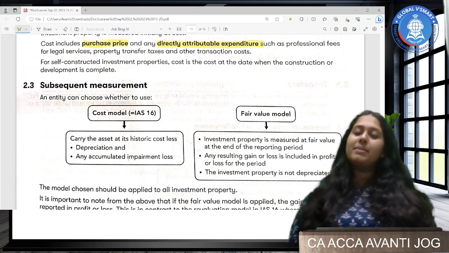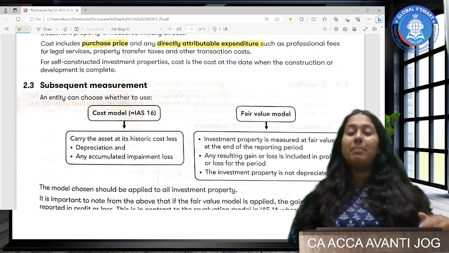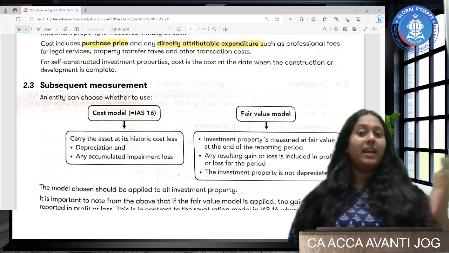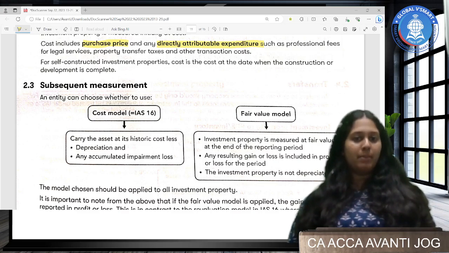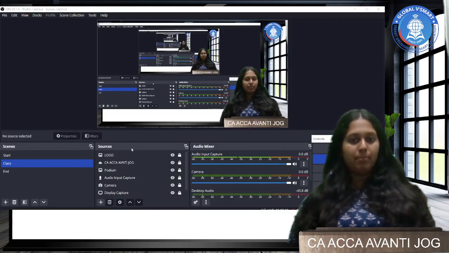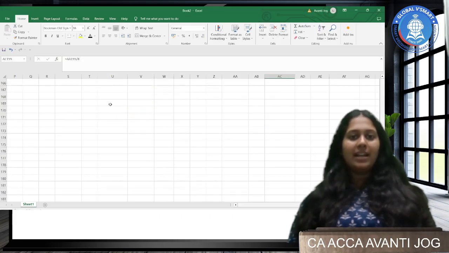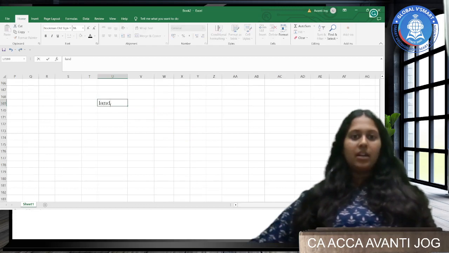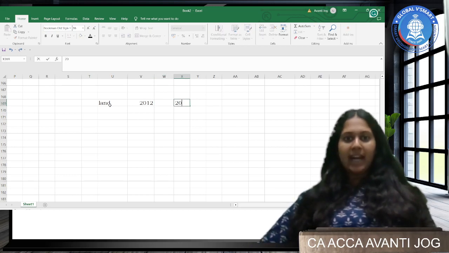Okay? Subsequent measurement. Now, subsequent measurement is where the PPE and IP, that is investment property, differ significantly. Okay, if you're using the cost model for investment property, then you do it at historical cost and depreciation. Simple. So, for example, if it is land, land pe to depreciation hota hi nahi hai. So, for example, you purchase land in 2012 for 20 lakhs.